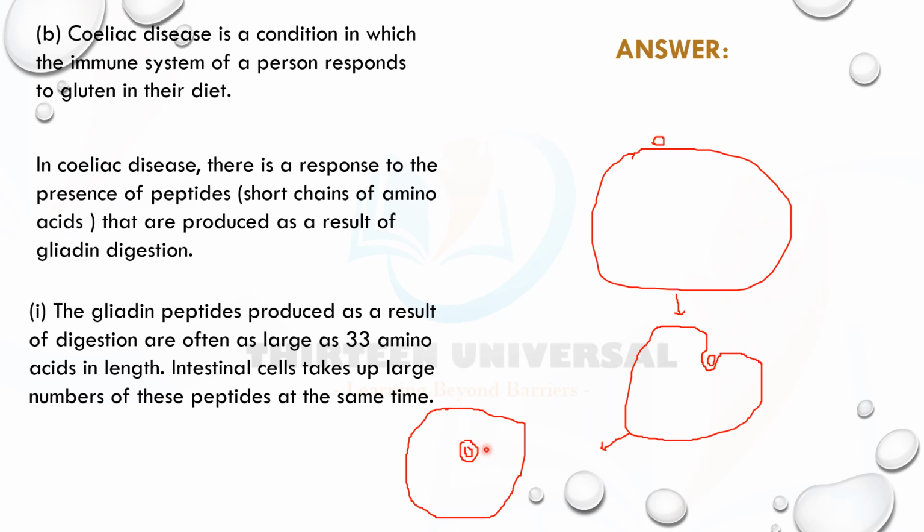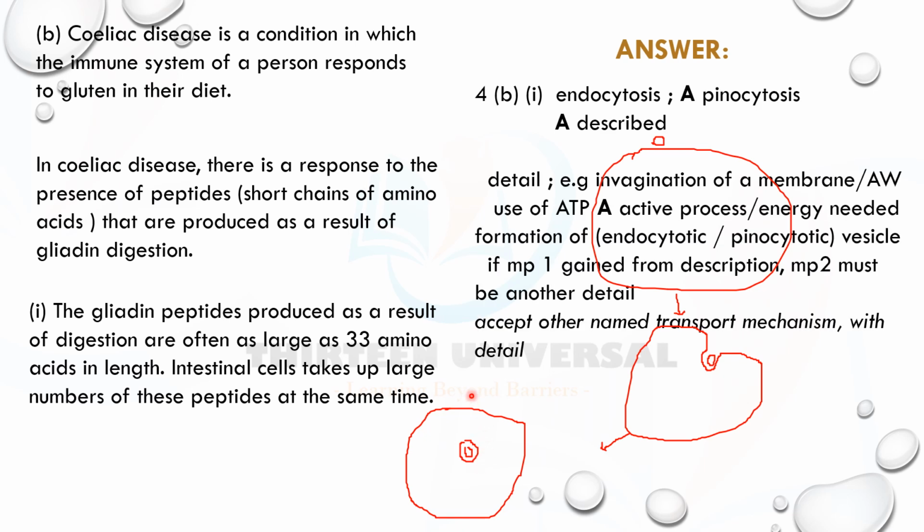So endocytosis, pinocytic. What's the difference between this and this? This is movement of a solid molecule. This is liquid. Cell eating, cell drinking, pinocytosis. Detailed invagination of a membrane, use of ATP, active process, energy is needed, formation of an endocytic vesicle. Energy is needed to form the vesicle.